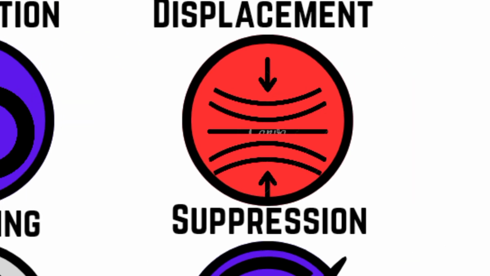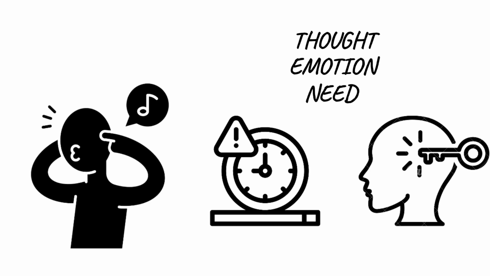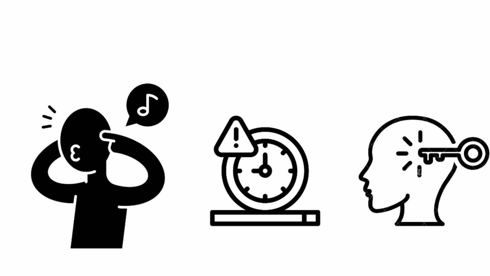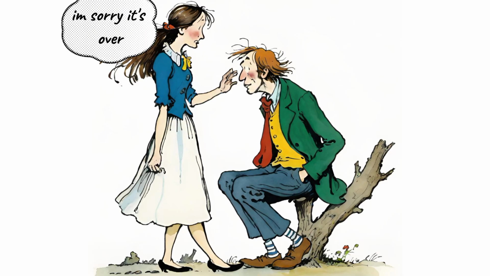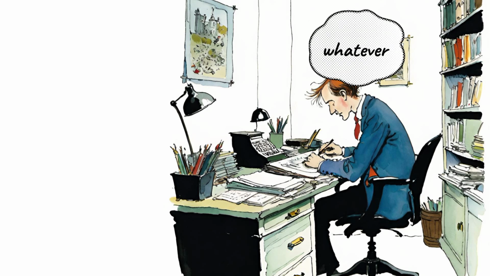Suppression. This involves the conscious decision to delay paying attention to a thought, emotion, or need in order to cope with the present reality. Unlike repression, suppression is a conscious act. Example: a person who is upset about a recent breakup might choose to suppress their feelings of sadness and focus on work or other activities to keep themselves occupied and avoid dealing with the pain immediately.